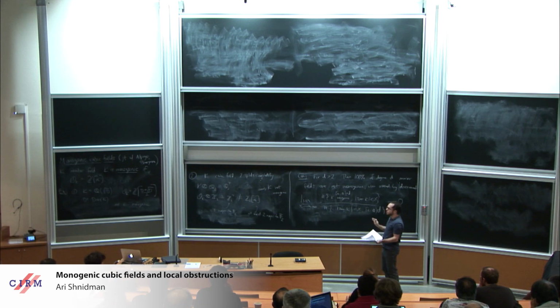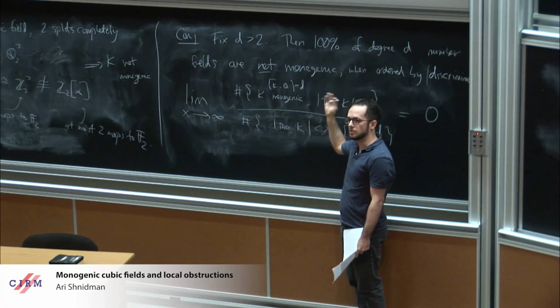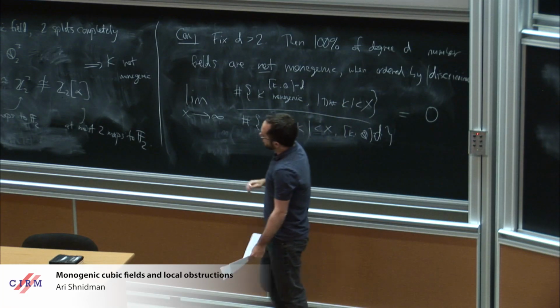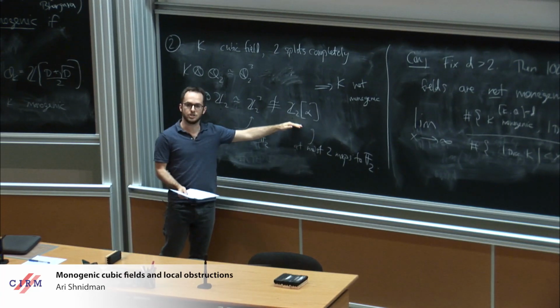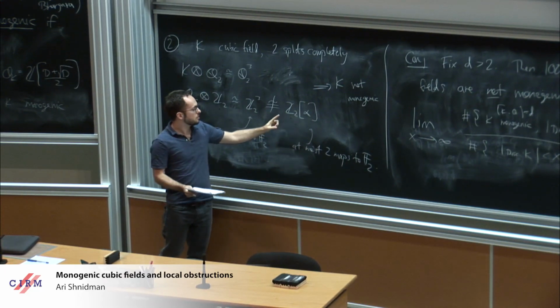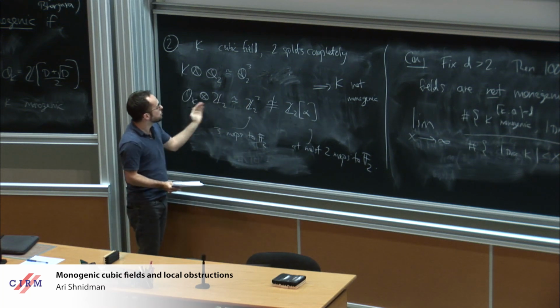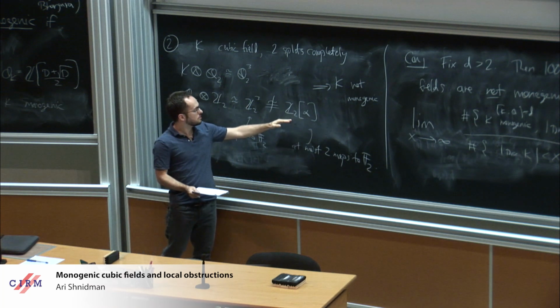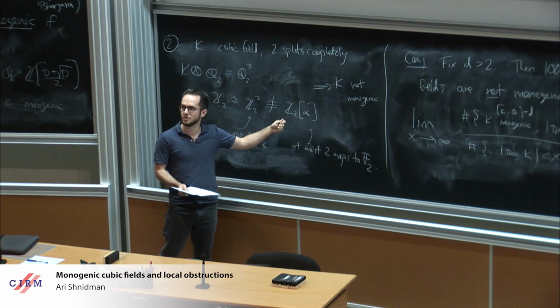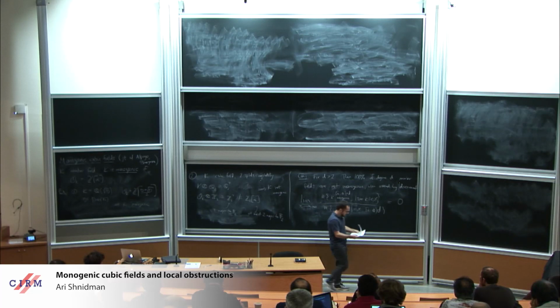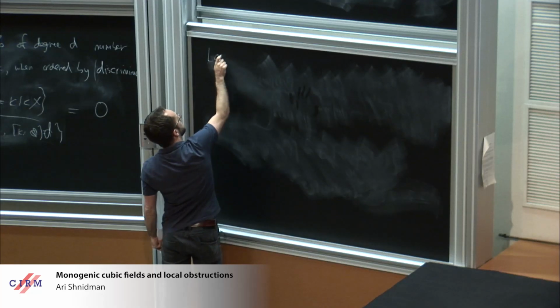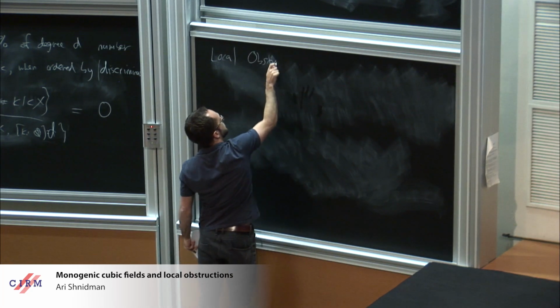But as far as I know, the only progress towards this conjecture is via local obstructions. The thing is, there are more local obstructions than just this kind of thing, where I demand that locally the ring is monogenic. For cubic fields, the only way that locally the ring is not monogenic is if P is 2 and 2 splits completely, but there are still other local obstructions. So this is what I want to explain. So, more general local obstruction.